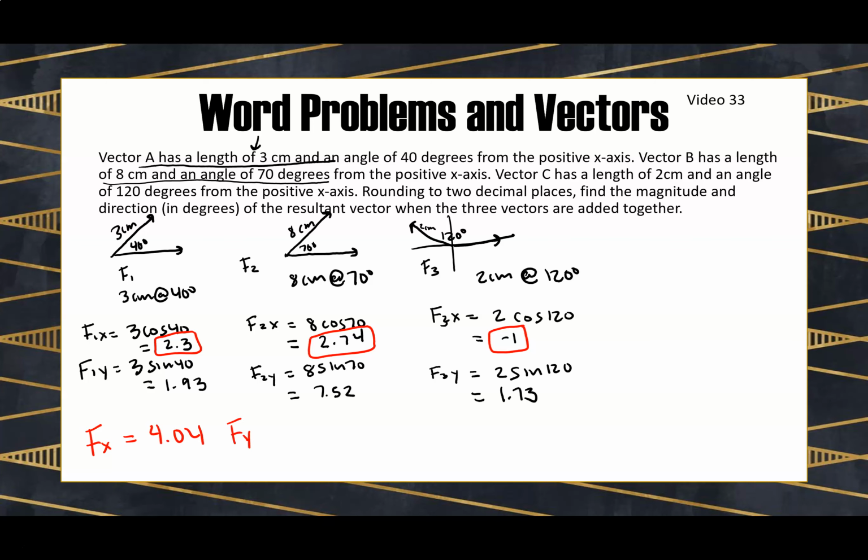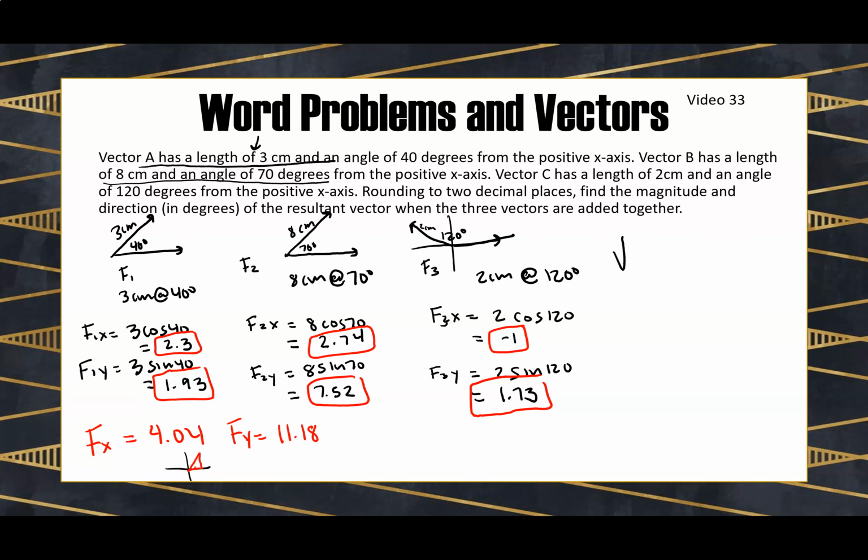My f sub y, of course, is going to be adding up my y values down here. I do that, and I'm left with 11.18. Immediately, I'm pretty happy because where is my resulting force vector located? It is located in the first quadrant. And how do I know that? Well, if I were to graph 4 as my x component, that would roughly be 4.04, and then up 11.18. You can notice that our angle is going to be in that first quadrant. So we'll deal with that in a second, but first let's go and find the magnitude.